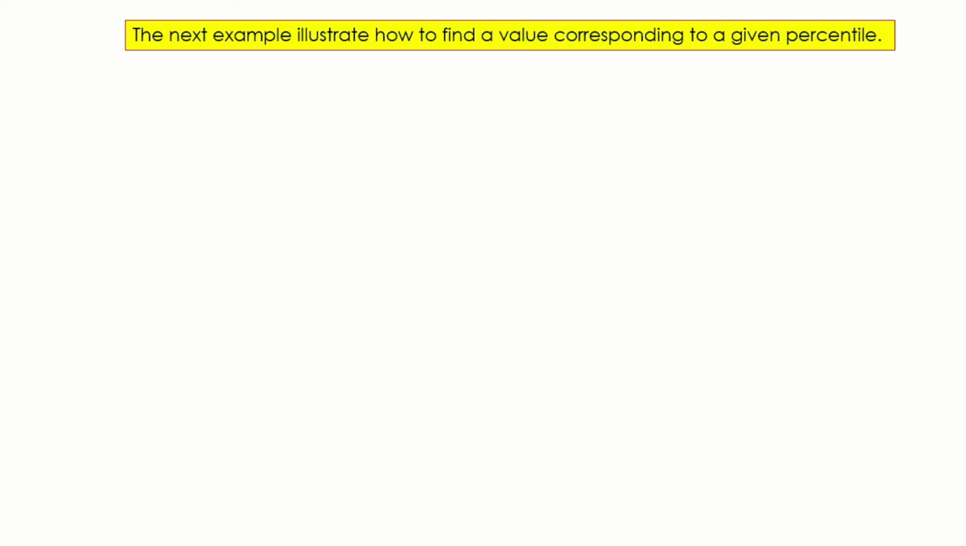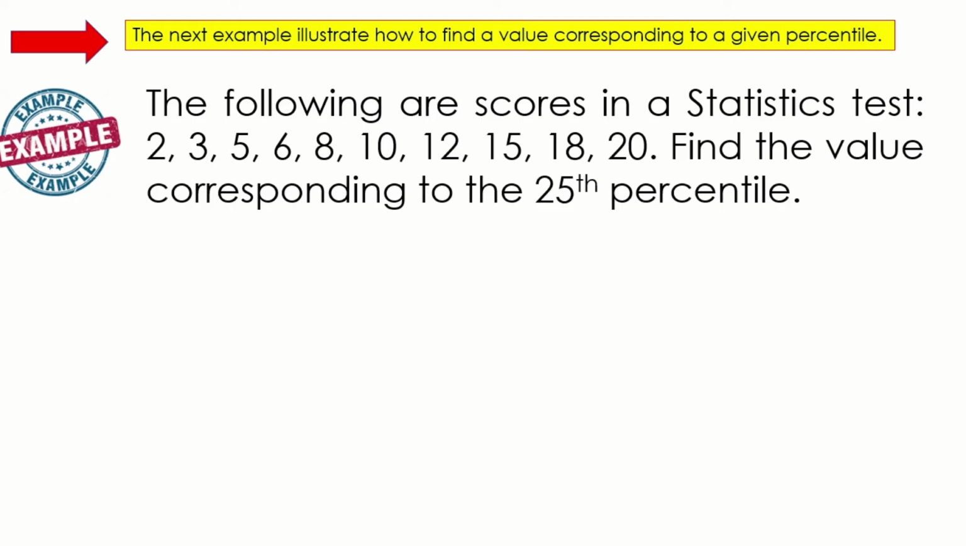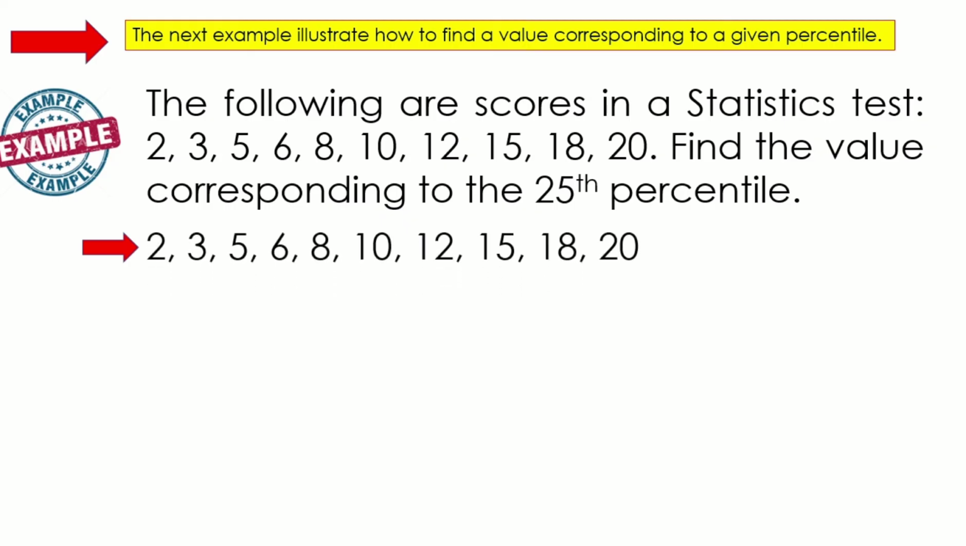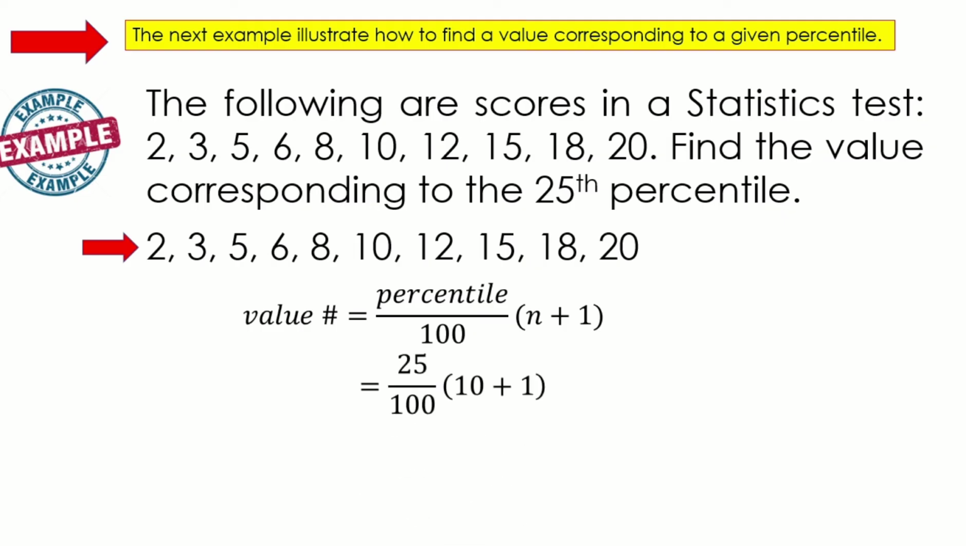The next example illustrates how to find a value corresponding to a given percentile. For example, the following are scores in statistic tests: 2, 3, 5, 6, 8, 10, 12, 15, 18, 20. Find the value corresponding to the 25th percentile. Kagaya lang din to sa nauna, ibang formula nga. Again, nakaayos na yung given natin. So, yung n natin dito is 1, 2, 3, 4, 5, 6, 7, 8, 9, 10. 10 yung n natin. Gamit yung formula na yan, we can substitute.